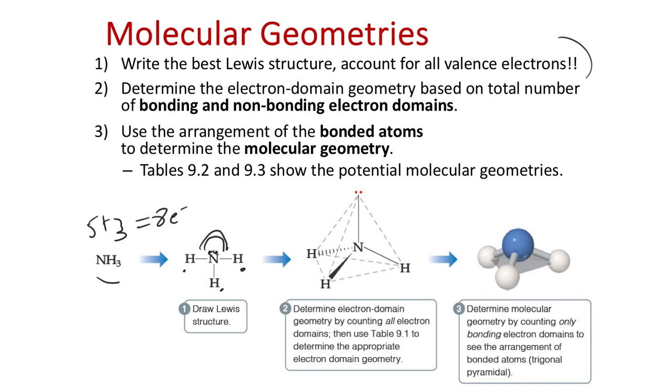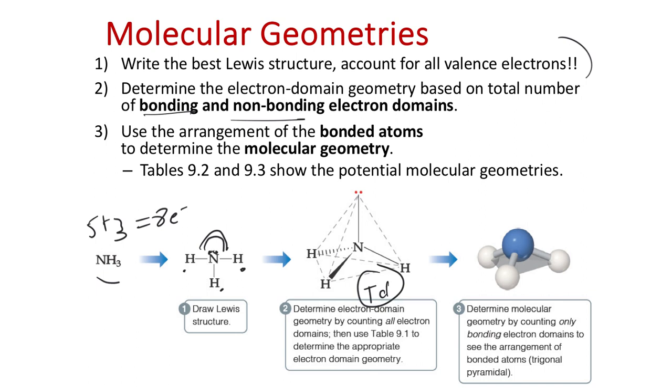And so what I have to do is fit that into the domain geometry for 4 total domains. So 2 domains linear, 3 domains trigonal planar, 4 domains tetrahedral. And so the shape of NH3 is going to go into the electron domain geometry of tetrahedral. So we can determine and arrange the electron domain geometry based on the total bonding and non-bonding domains. So 4, that goes tetrahedral. TD is what we symbolize tetrahedral with.